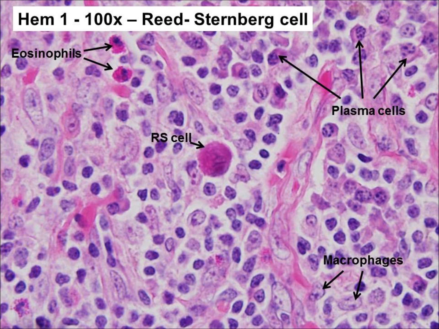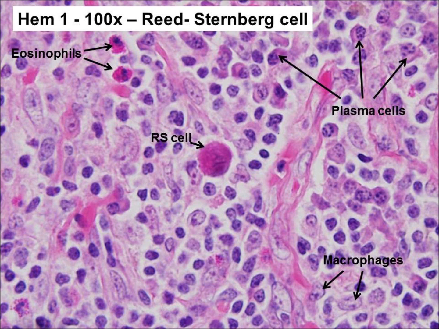This is an example of a classical RS cell. It is large and has a dark staining cytoplasm. It has 2 nuclei and prominent nucleoli. However, these cells are rare and hard to find. I recommend that you spend no more than about 5 minutes looking for this cell, since not all the sections will contain a classical RS cell.